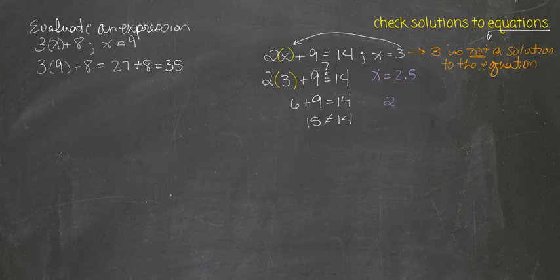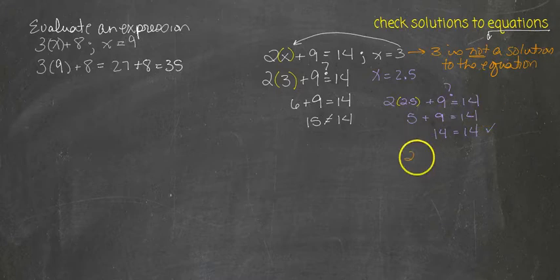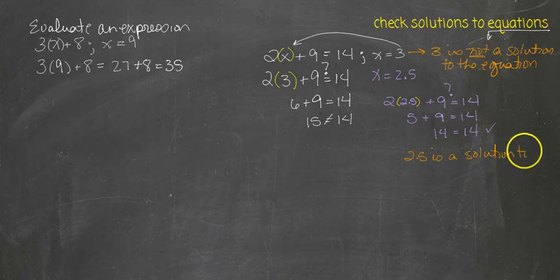I have 2 times my parenthesis plus 9 equals 14, and I'm still not sure whether that's true, but I'm going to test to see if 2.5 makes it true. So 2 times 2.5 equals 5, plus 9 equals 14. 5 plus 9 is 14, equals 14. That's a true statement, and so I know that 2.5 is a solution to the equation.